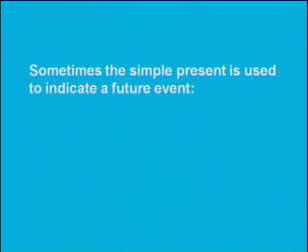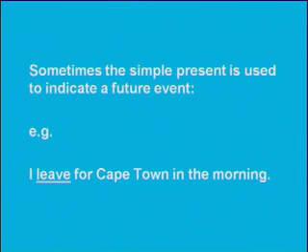Sometimes the simple present tense is used to indicate a future event. Let's look at an example. I leave for Cape Town in the morning. So look at the verb leave. What tense are we in? Present tense. But what do we actually mean? That will be leaving on... Yes, it will happen. It's a future event. So just watch that. It's a funny one and you need to watch it. Let's move on to our next tense.